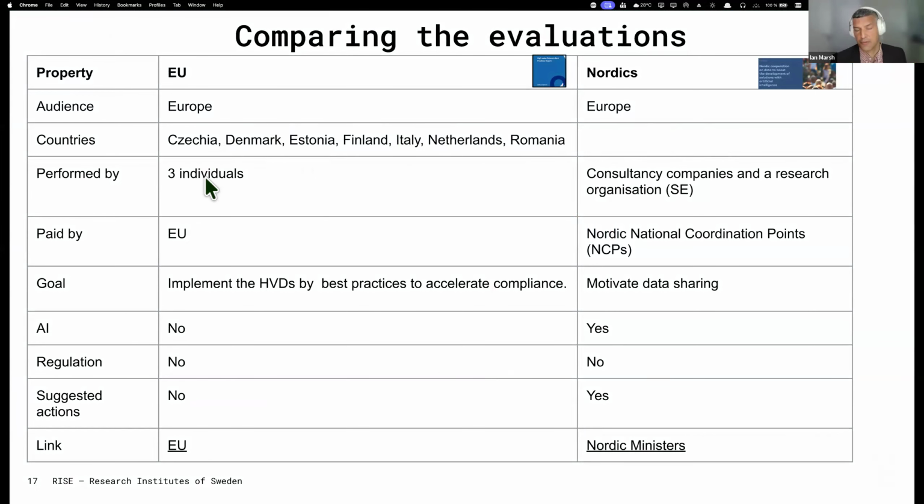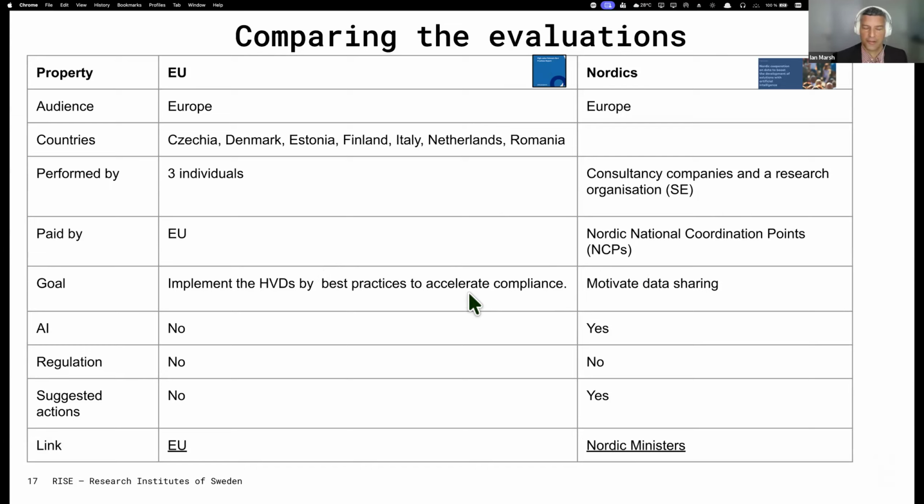This was done by 3 individuals, extremely good. It's referenced in the roadmap. Whereas we did this through national research organizations, or NCPs, ourselves, and a consultancy company, for people who know Ramboll in Denmark. They're quite large in the Nordics. So it's done by slightly different people. And who was it paid by? In the case of the EU roadmap, it's paid by the EU. For us, it was paid by our national nations.